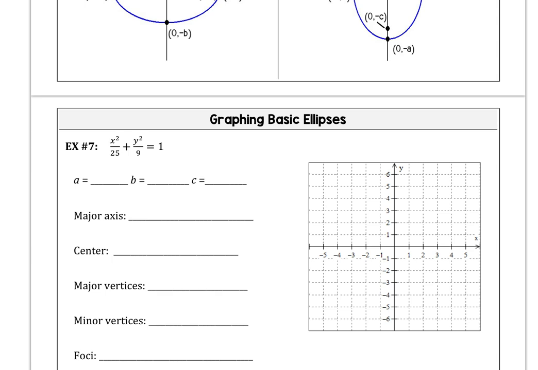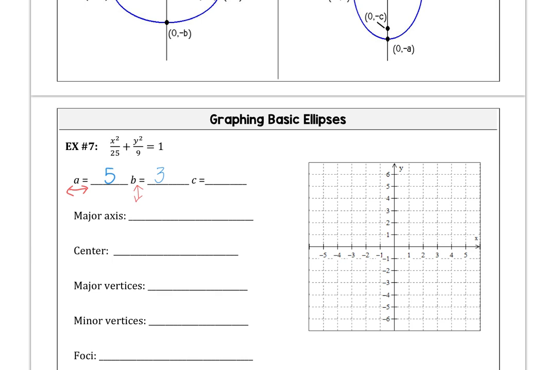Here you notice x squared over 25. So when x squared has the larger number, a squared is 25. If a squared is 25, then a is going to be 5. And b squared is 9. That's going to go up and down. The b value is 3.